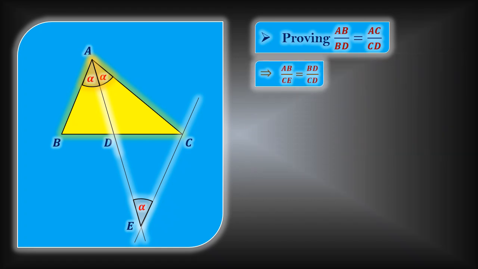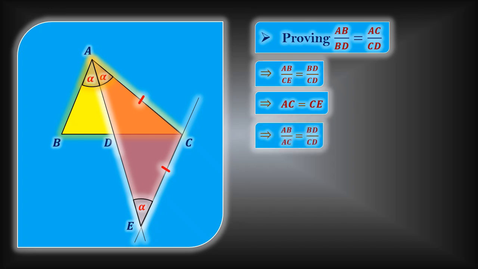Now let us consider the triangle ACE. We notice that the measures of the angles CAE and CEA are equal because they are both equal to alpha. This means that the triangle ACE is an isosceles triangle in which the lengths AC and CE are equal. By substituting CE with AC in the equality of ratios, AB divided by CE is equal to BD divided by CD, we obtain AB divided by AC is equal to BD divided by CD.